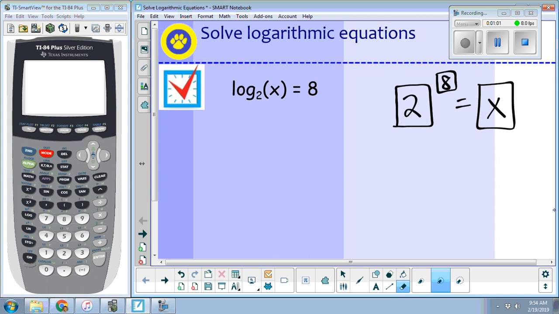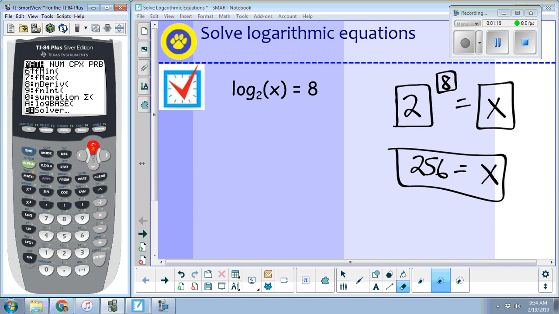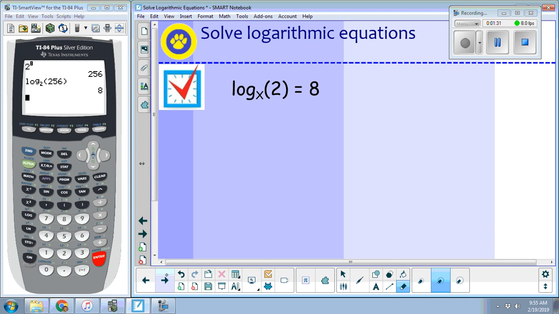So at this point, we're just going to type in 2 to the power of 8 on the calculator, and we can see that that's 256. So x is equal to 256. I'm welcome to go ahead and double check my answer. I go to the math menu, I press up a few times to find log base. Log base 2 of 256. Does it give me 8? Yes, it does, so I know that I'm correct. Cool. We'll check out the second problem.